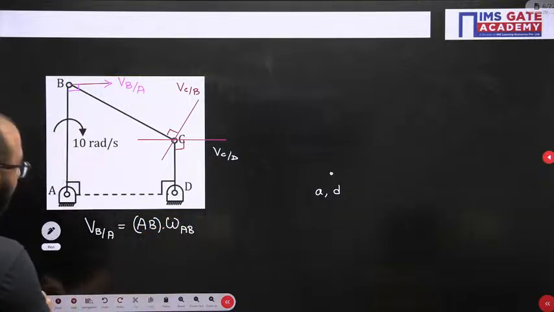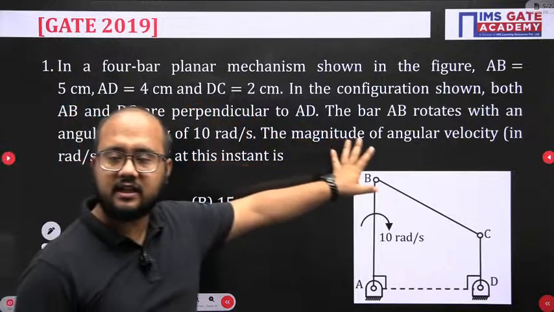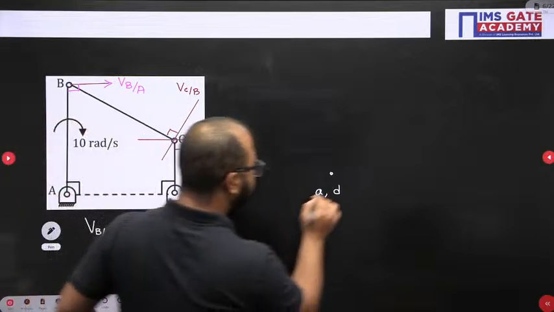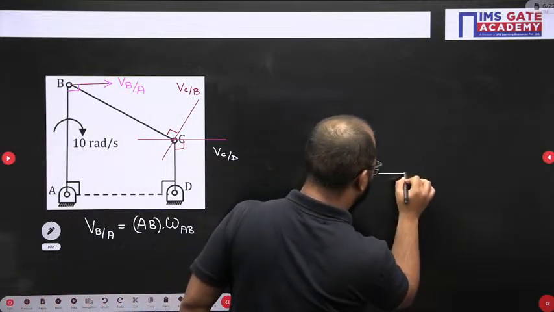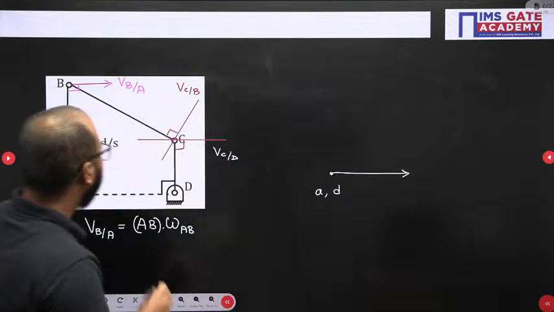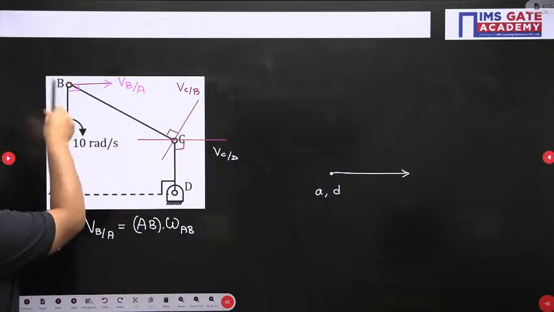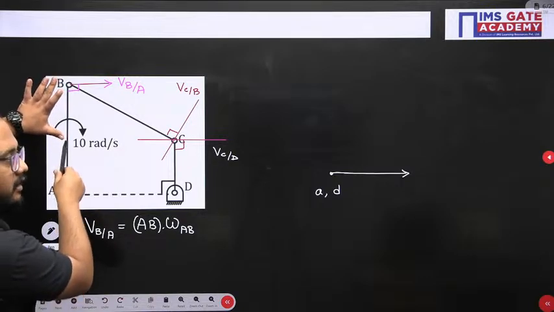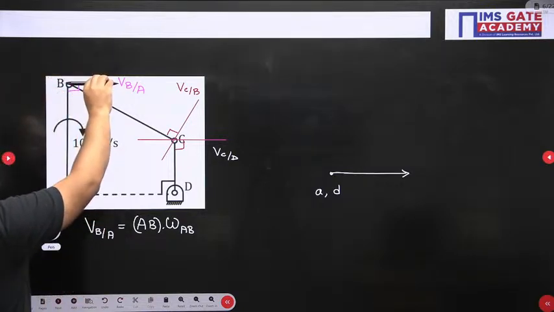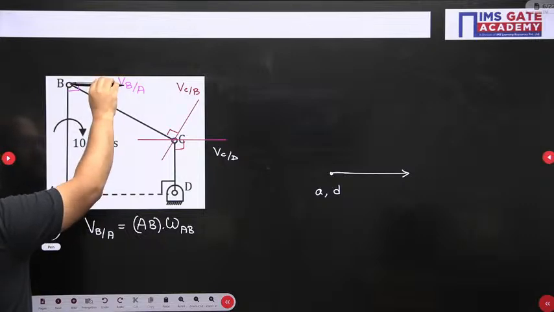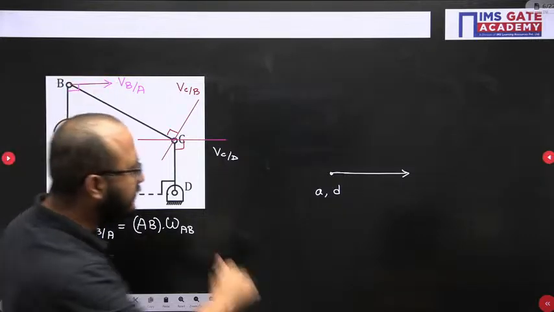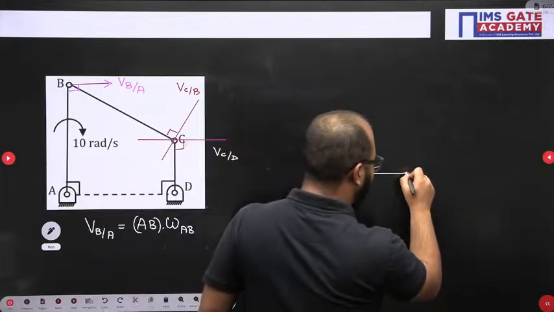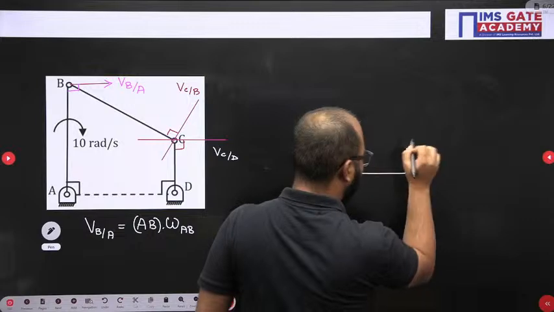Now, in this question all the dimensions have been given, right? So some value it will have, but that velocity vector is horizontal. Why? Because it is perpendicular to link AB. On that, the velocity vector will be like this, so this line will be horizontal. Clear? That's why we need to draw a horizontal line. So this point will be B.